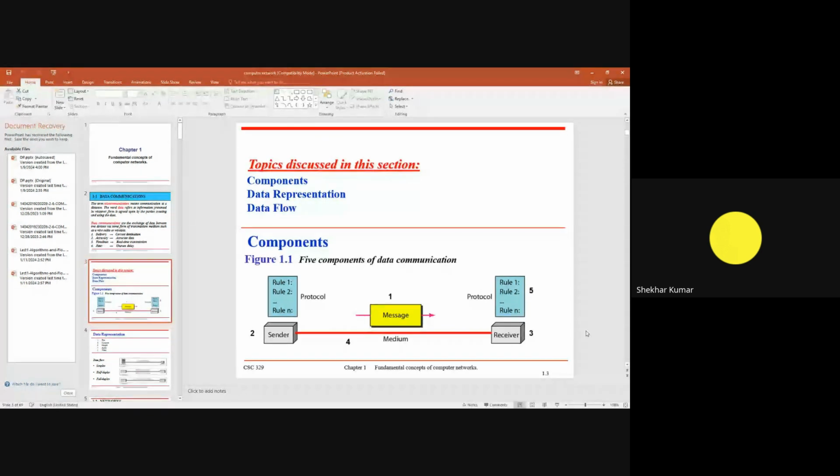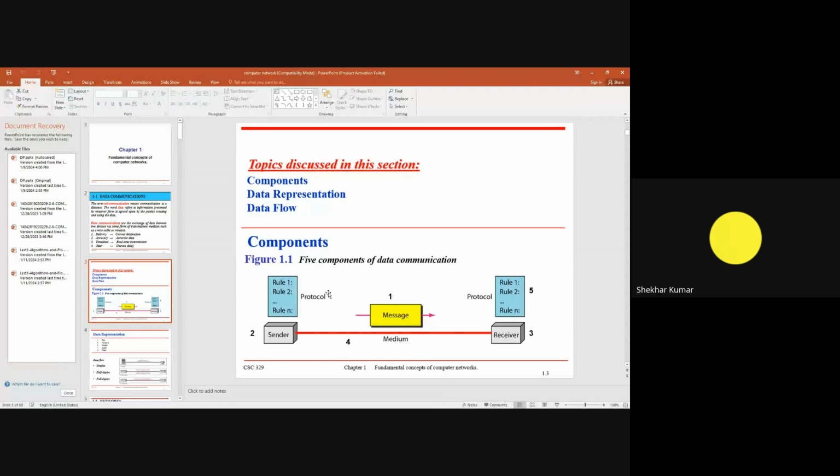With the help of this medium, the data will be transferred from sender to receiver. This medium may be a physical medium or a wireless medium. And for this exchange of data, I use some rules and regulations. These rules or regulations to transfer the particular data are called your protocol.